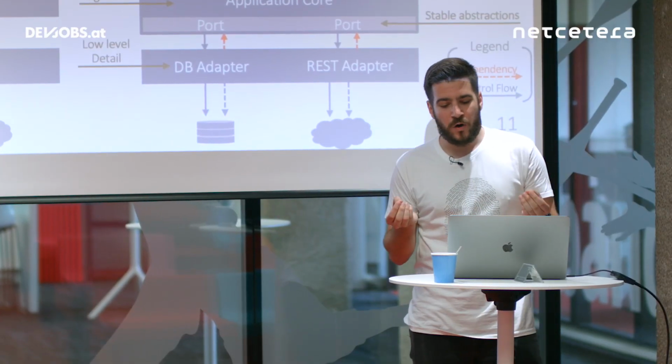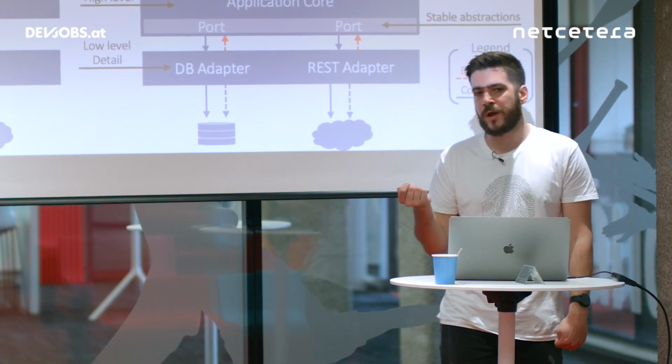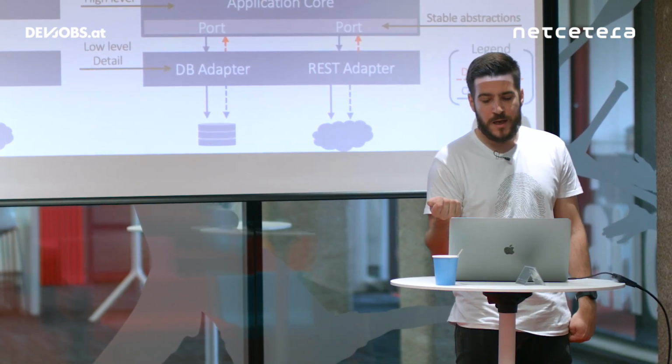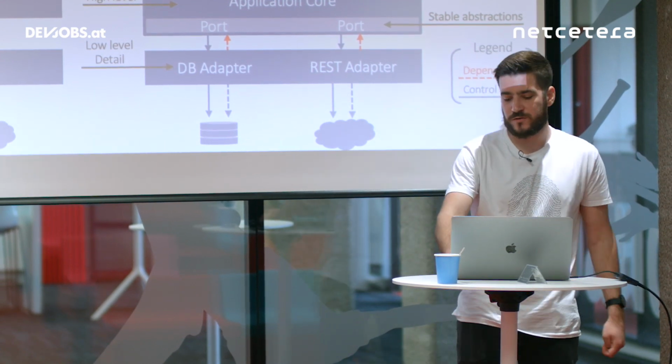So the key here overall is that we introduce stable abstractions, or in a statically typed programming language we would say interfaces, so that high-level concerns are not affected by changes of low-level concerns.